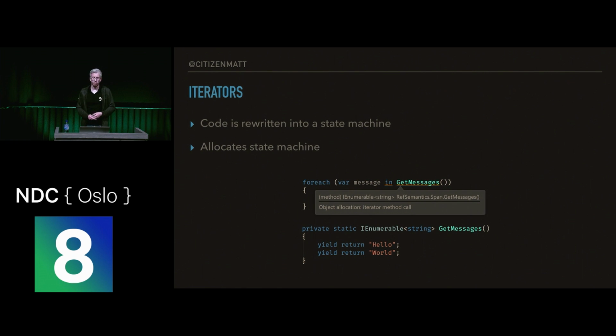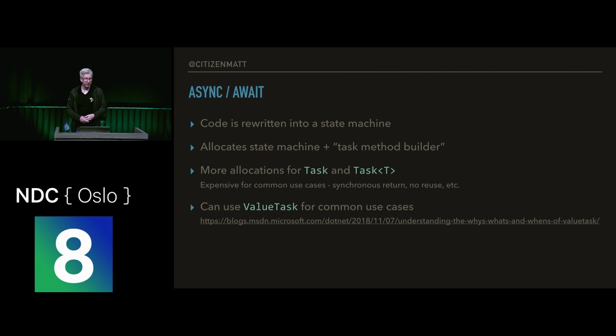Iterators have a similar sort of problem here. If you've got the yield return feature in C#, iterators also get rewritten as a state machine, and there's an allocation going on there, which the compiler does for you, and you don't necessarily see in your code. A similar thing with async await. Your code is rewritten to a state machine here. There's an allocation for the state machine, there's allocation for the task method builder, and then on top of that, you get more allocations for the task that you return back, your Task or your Task of T. And this is generally okay, because if you have a long-running process, then you need to be able to return something that is going to fulfill that at some point.